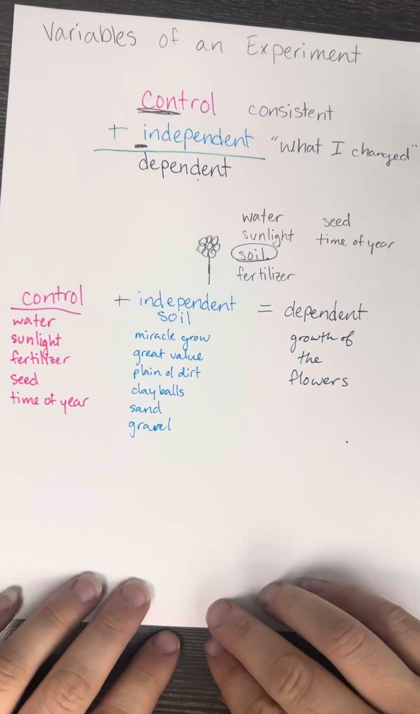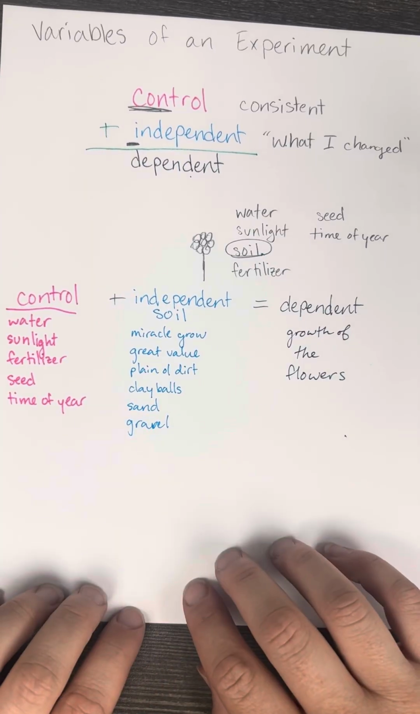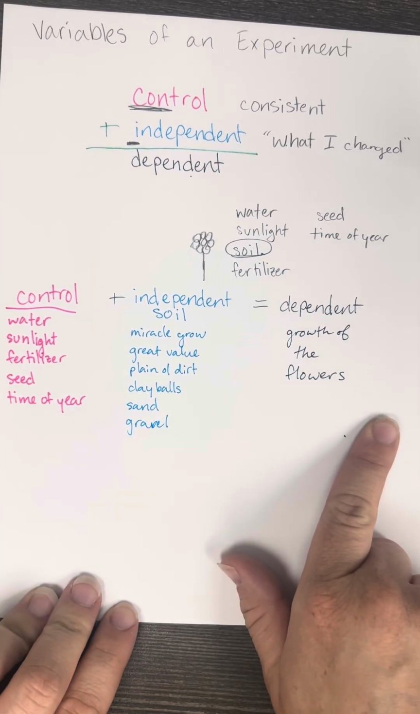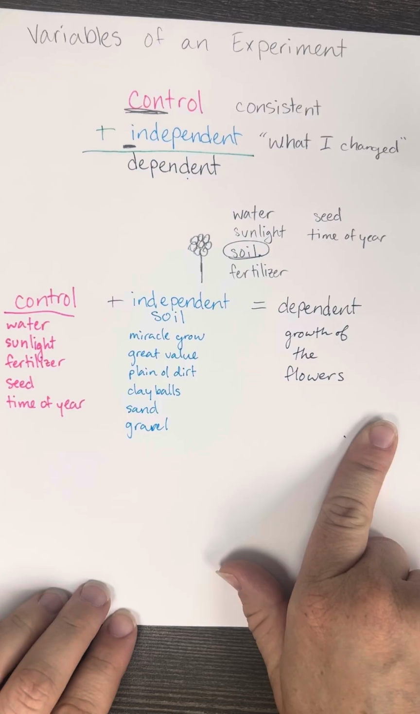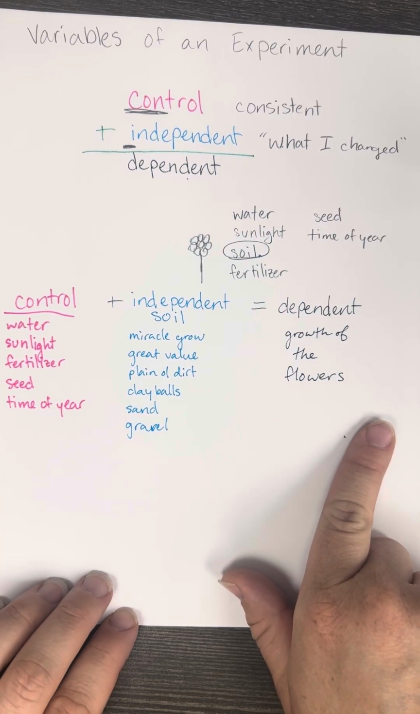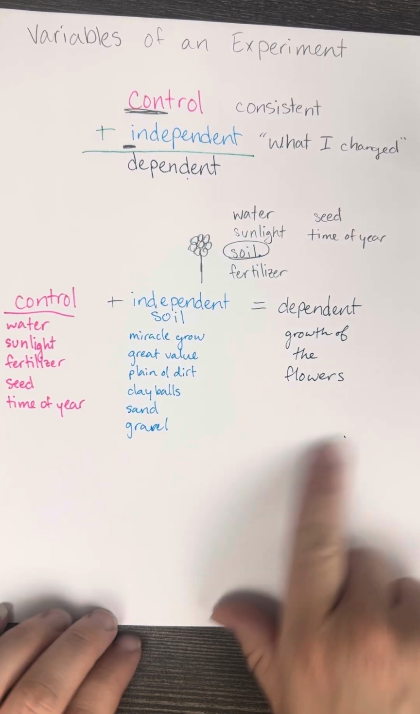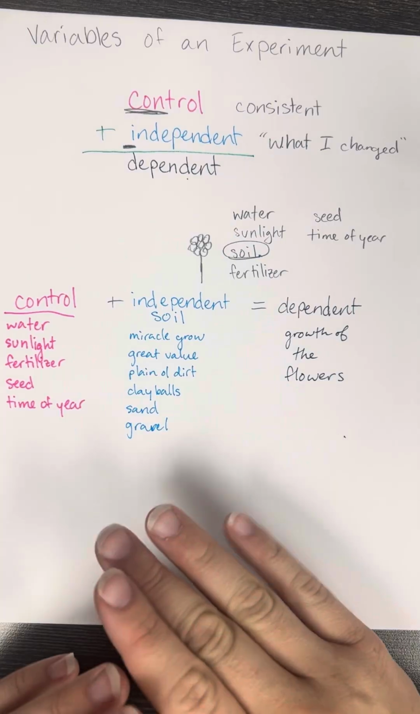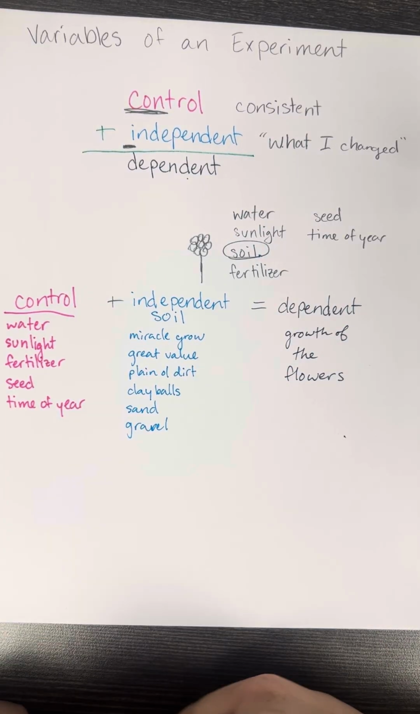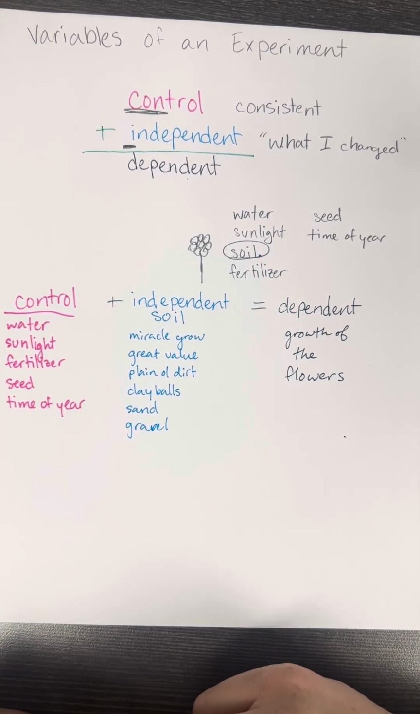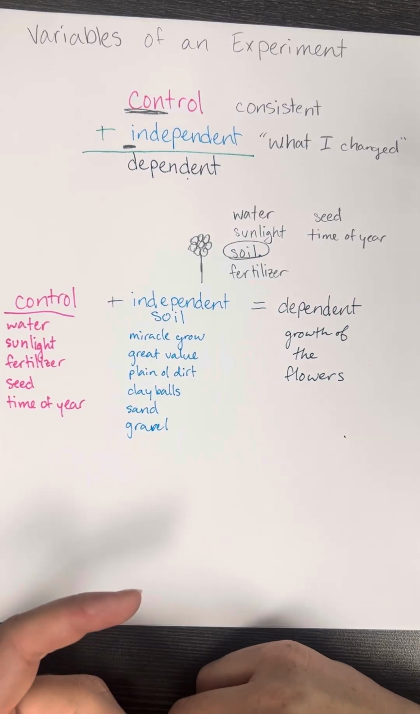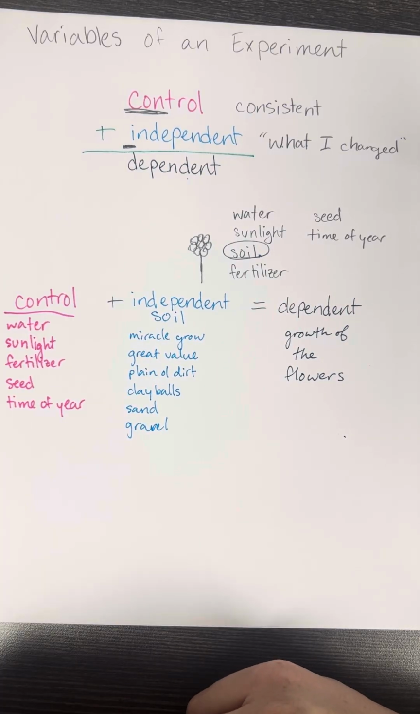And that is a little bit of variables 101. That's something you're really going to want to know how to define and identify when you go into the test, because they will give you sample experiments and they will ask you to identify the control variables or the testing variable, which is your independent variable, right? And so that's some vocabulary that you're really going to want to know and you're going to want to be familiar with.